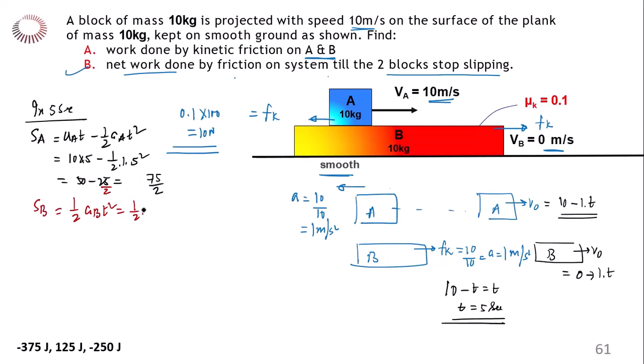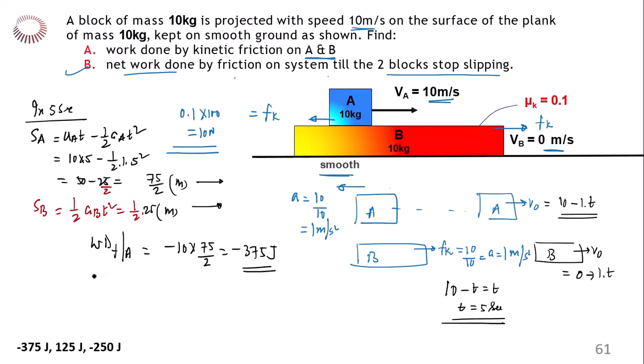Okay. So then it is 25 by 2. Is the 25 by 2 meter. Okay. Now once I calculate the displacement, both are moving in the same direction. So both the directions are forward, but friction force on A is negative. So work done by friction on A should be how much? Minus 10 into 75 by 2 means minus 375 joule.